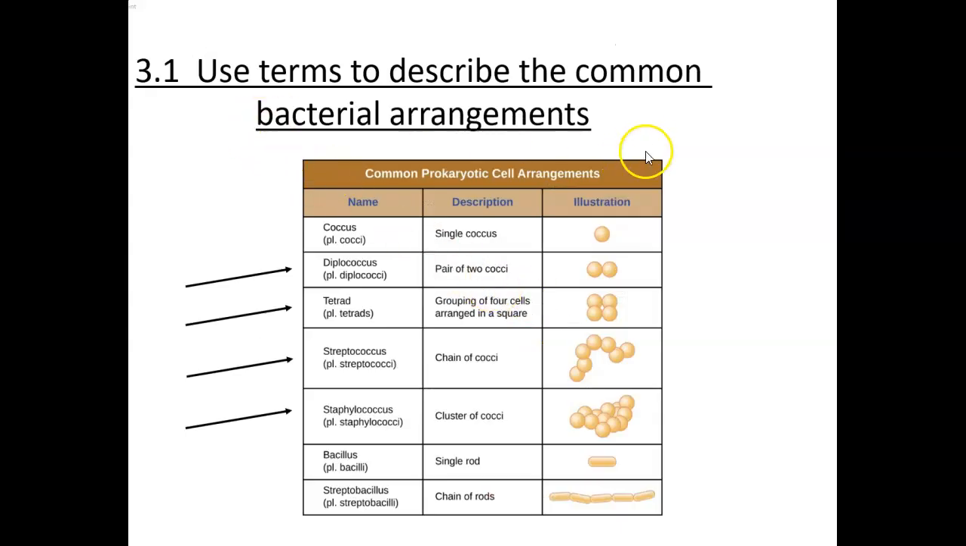Those shapes can also be arranged in different ways. A lot of times you're going to see them as singles. I wouldn't call that an arrangement. I would just say that they're singles. But a lot of bacteria, depending on the kind they are, will make certain arrangements. They'll associate themselves with other cells, and that can be kind of a hint as to what they are.